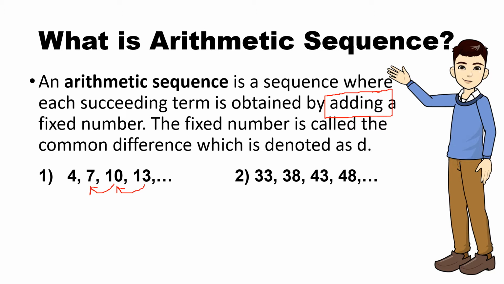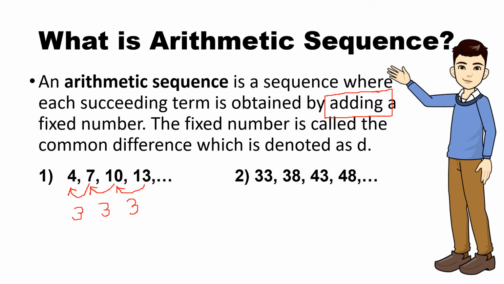So, sa ating example number 1, we have our arithmetic sequence 4, 7, 10, and 13. So check natin if we have a common difference between the succeeding terms. So we have 13 minus 10, the answer is 3. Then 10 minus 7, we have 3. 7 minus 4, the answer is 3. So provided na lahat ng kanyang difference ay equal, pare-pareho, which is common difference ang tawag doon, then this sequence is an example of arithmetic sequence.